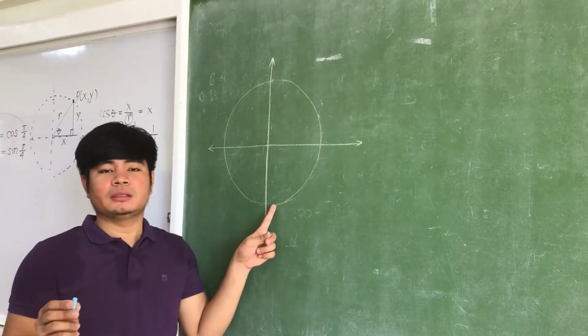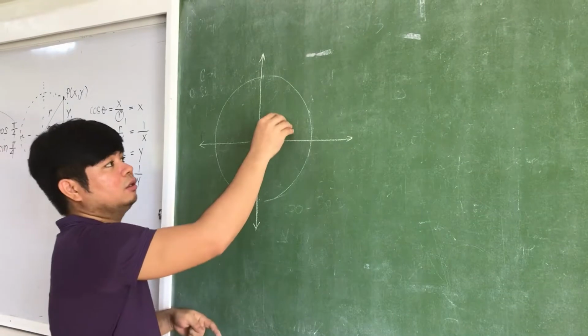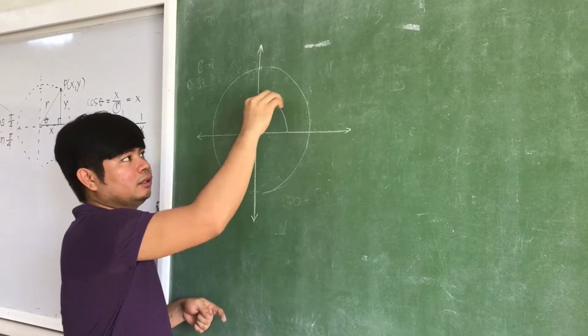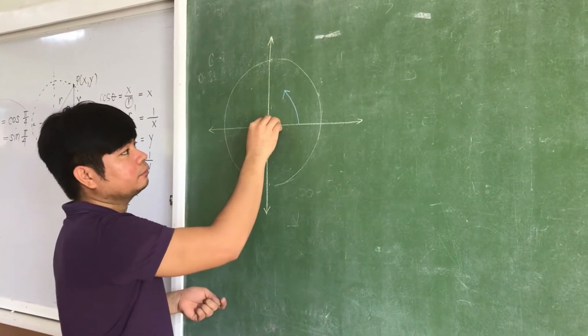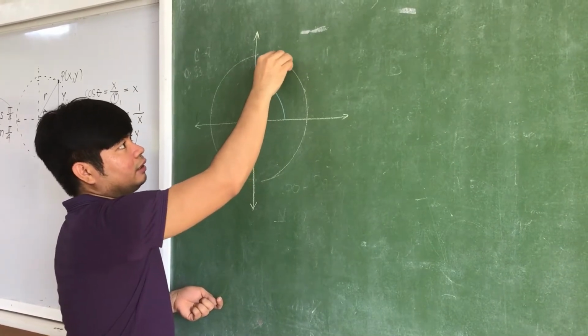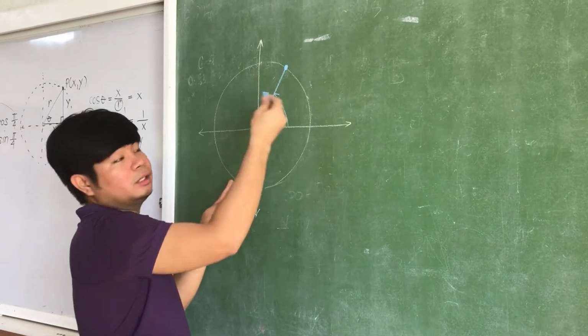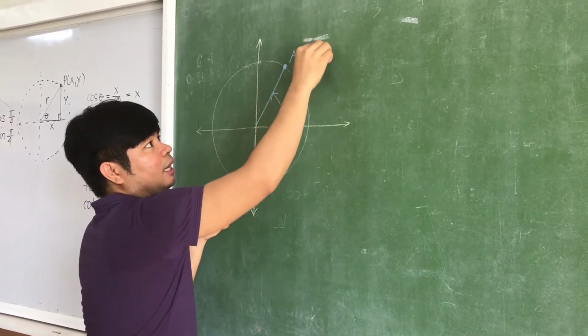From this unit circle, imagine I'm creating an angle in standard position. So I move it counterclockwise, and I suddenly stop. There is a point of intersection here. That is the point of intersection of the terminal side and the unit circle. I name it as point A. Definitely it has coordinates x and y.